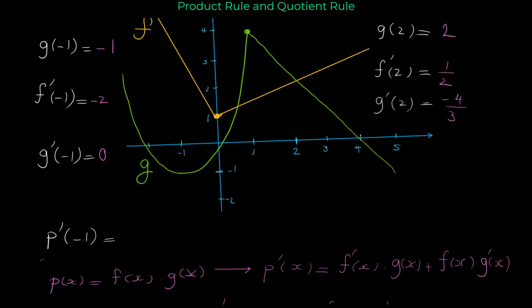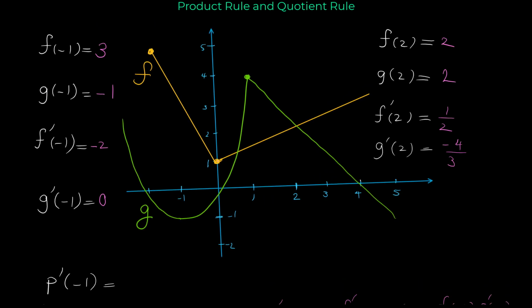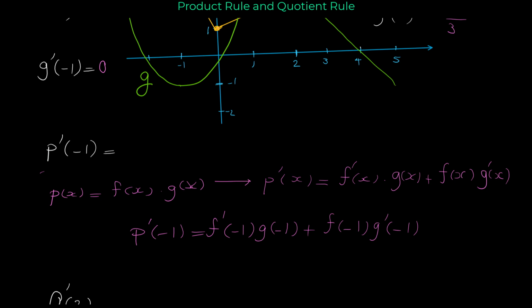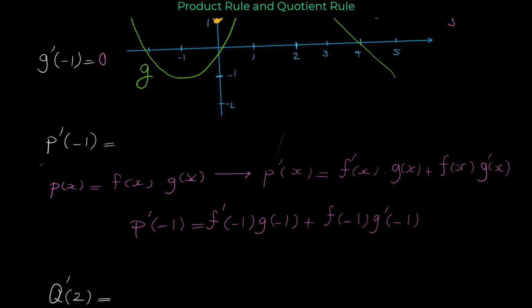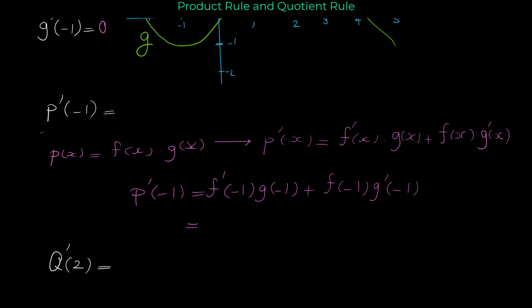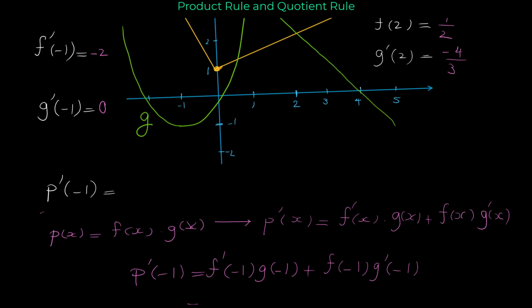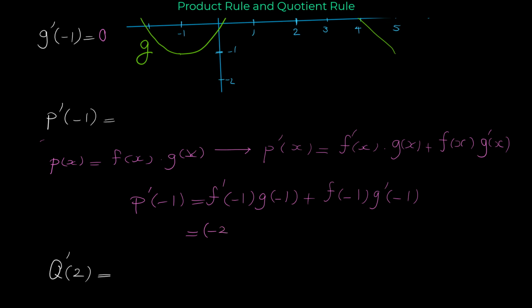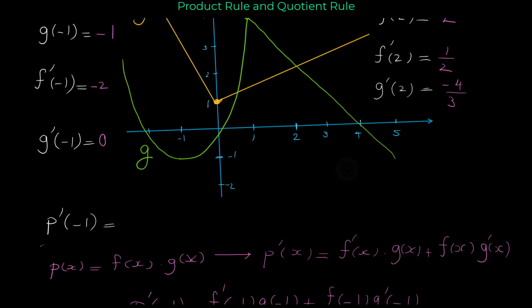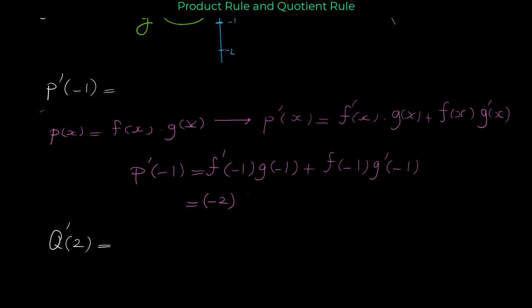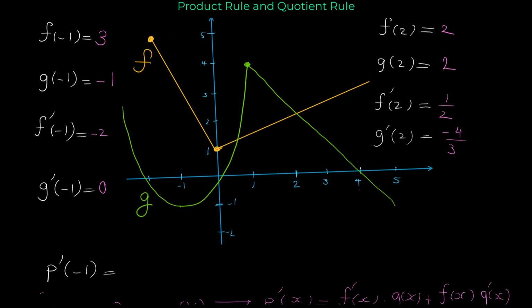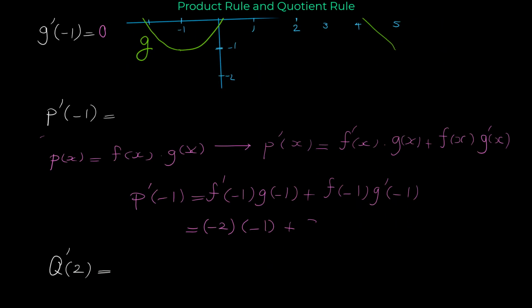But if you remember, we calculated all of these values here. F of -1 is 3. And f prime of -1 is -2. So f prime of -1 is again -2 times g of -1. What was g at -1? It was -1. So times -1 plus f of -1, 3, times g prime at -1. G prime at -1 is 0, times 0, and this equals 2.